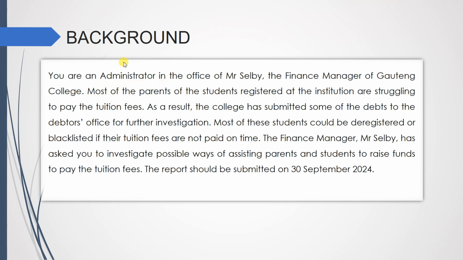This information is very important when you're writing your terms of reference, okay? So you should highlight this information. The next thing that you must take into account is the date on which the investigation must be submitted. They say the investigation must be submitted on the 30th of September 2024. Okay. With this information, you are now ready to write your terms of reference. Okay. Let us look at what the instructions of this assignment say.